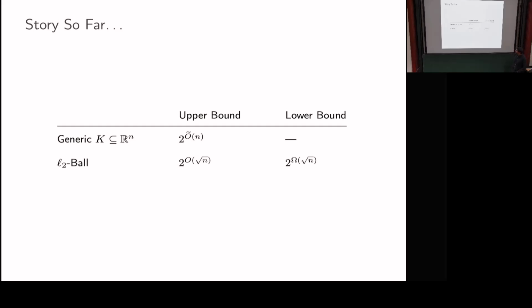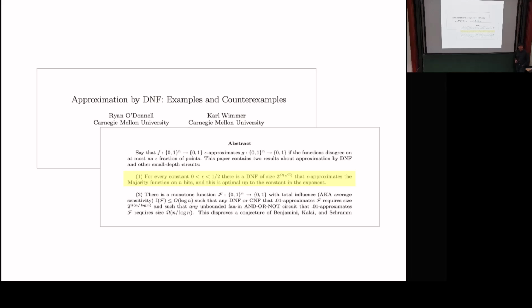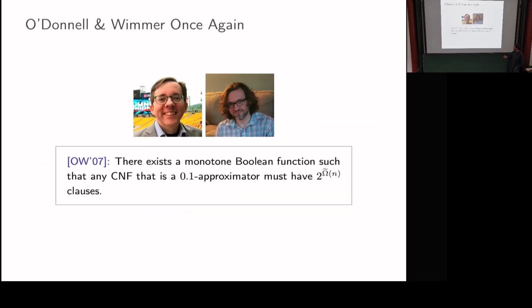And so this naturally makes you wonder if there is a convex set which needs an exponential number of half spaces to approximate. We tried thinking of one, but we decided to be lazy and keep reading this paper by O'Donnell and Wimmer. If you keep reading the abstract, they say that there's a monotone function. You can forget the sentence about total influence, but there's a monotone function such that any CNF or DNF that 0.1 approximates it requires essentially an exponential number of clauses. So, putting this in big font, O'Donnell and Wimmer give a monotone Boolean function with an exponential lower bound for this problem of CNF approximation.